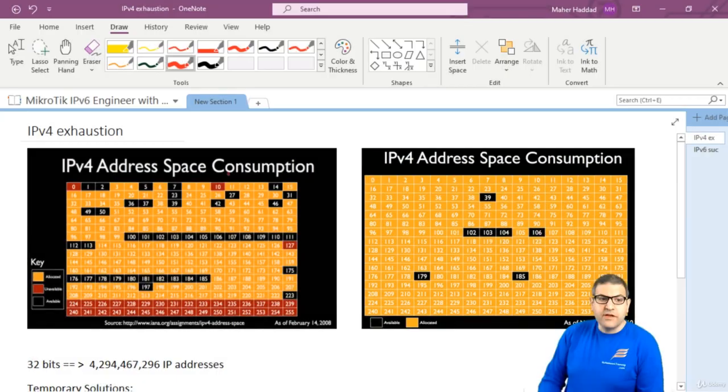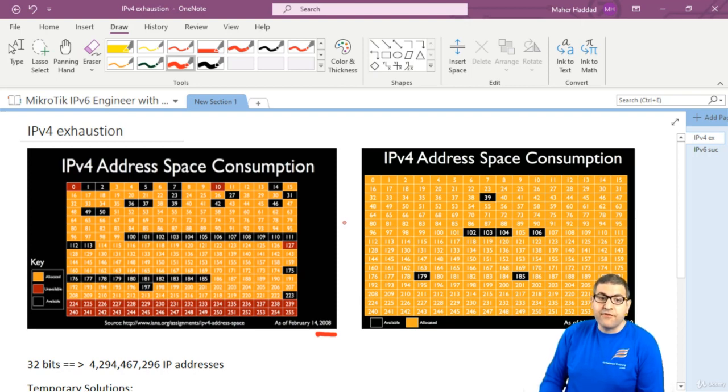If we look here at the IP version 4 address space consumption, it is in 2008. This is what IP version 4 is, this whole picture, and you can see that it was not fully used. The ones with the yellow color are allocated, which means they are being used. The available ones are the black ones, and the unavailable ones are the red.